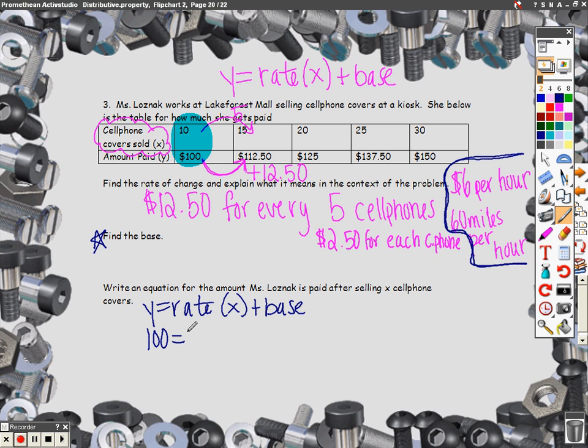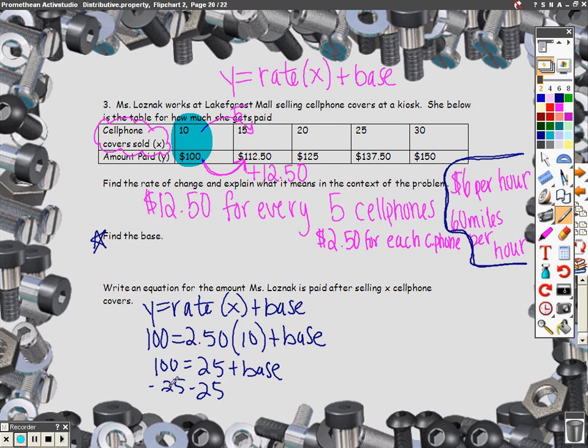My rate is $2.50. I sold 10 cell phones, but I don't know how much my base is. So I'm going to have 100 is equal to, when I multiply that, that gives me 25 plus my base, which is still what I'm looking for. I subtract 25 and I subtract 25. $75 is my base. So what's my base over here? $75.